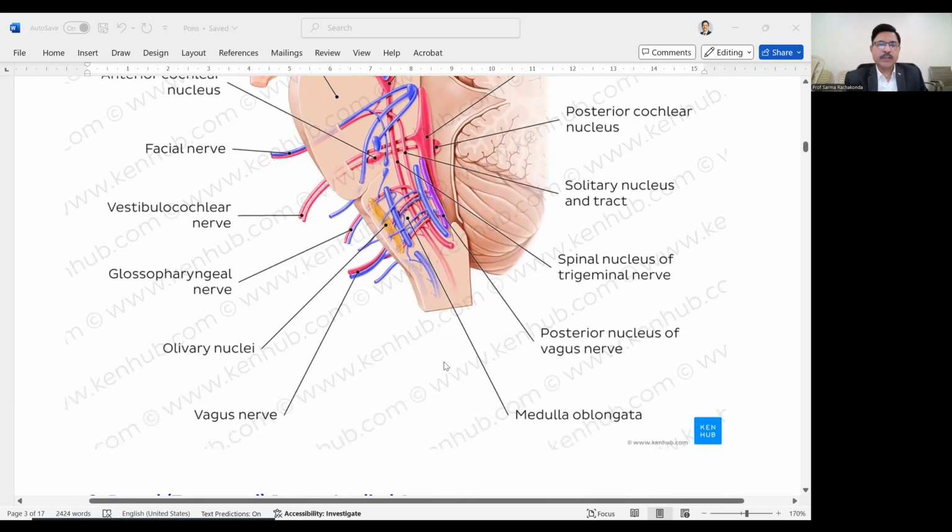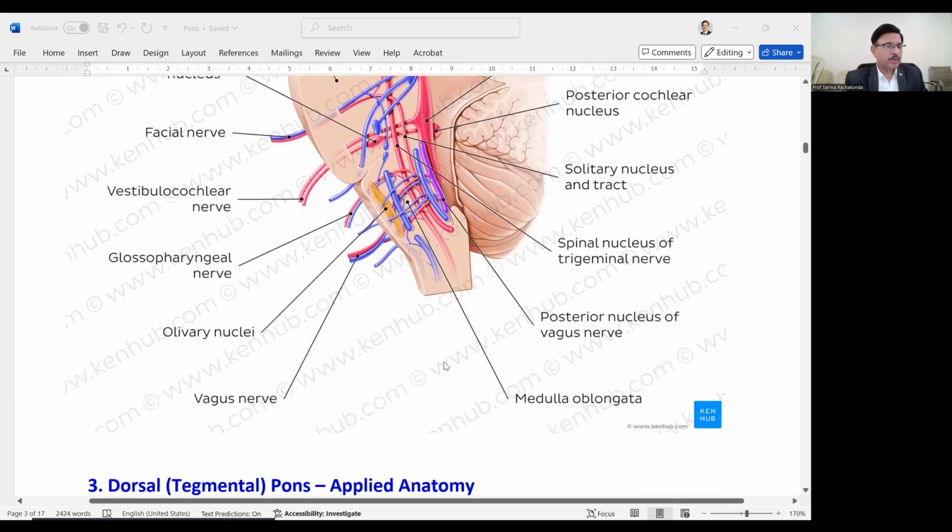Okay, so this is the structure of the pons in neuroanatomy. Now we go to the dorsal part.